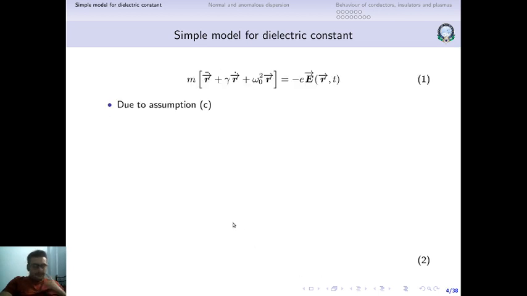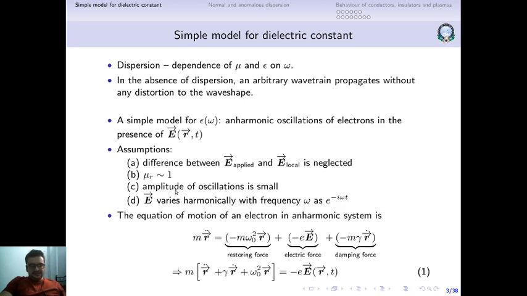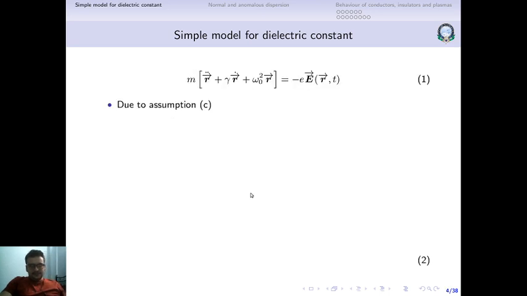Okay, so now again, if we recollect the assumptions that we had, assumption C, the amplitude of oscillation is small. As a consequence of that, like I said, the electric field can be evaluated at the average position of the electron. So we can just write R is proportional to E. Then again, due to assumption D, the electric field varies harmonically as e to the power minus i omega t. So I could say that R is proportional to e to the power minus i omega t. If I differentiate R once with respect to time, this minus i omega is going to come outside. So minus i omega e to the power minus i omega t.